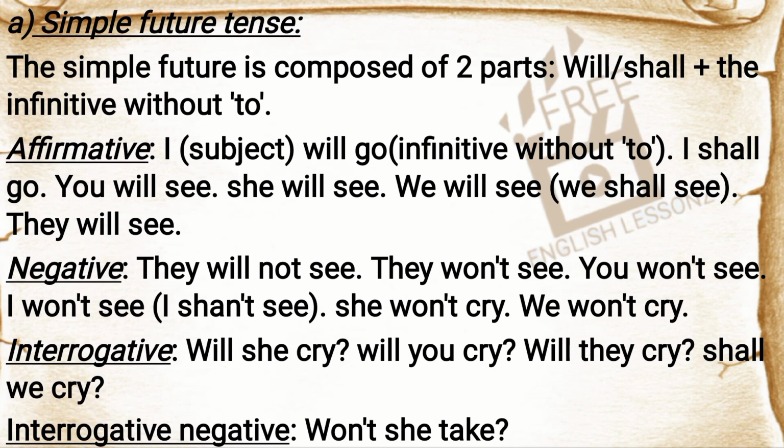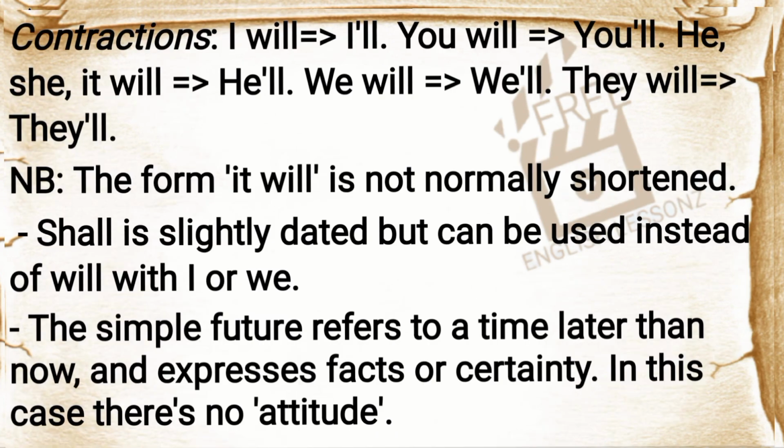Shall we cry? Interrogative negative: won't she take? Contractions: I will equals I'll. You will equals you'll. He, she, it will equals he'll. We will equals we'll. They will equals they'll. NB, the form it will is not normally shortened. Shall is slightly dated but can be used instead of will with I or we. The simple future refers to a time later than now, and expresses facts or certainty. In this case there's no attitude.